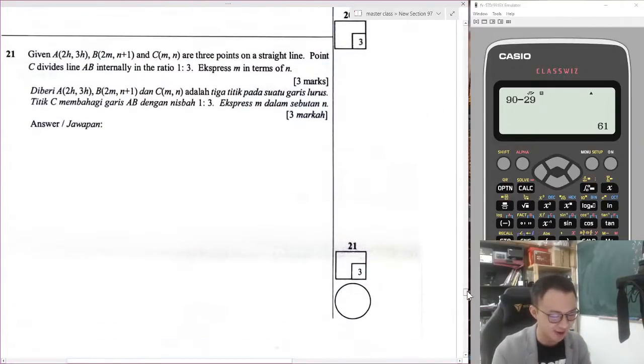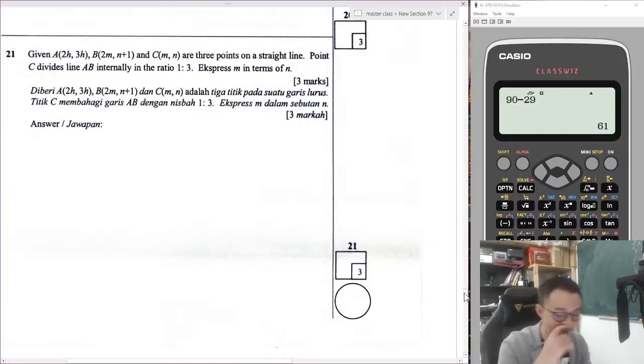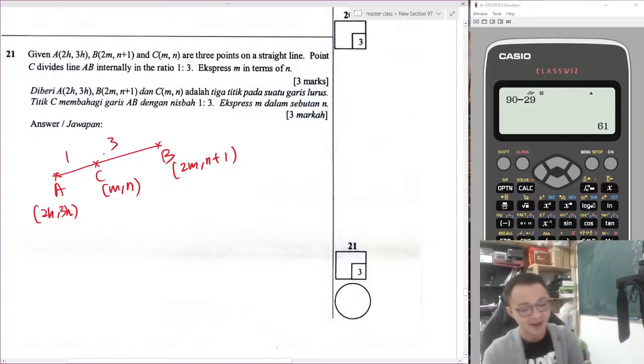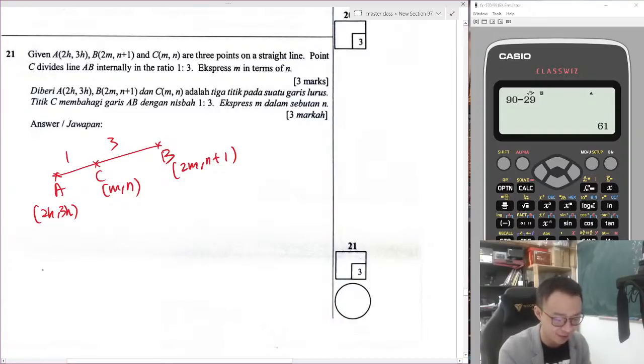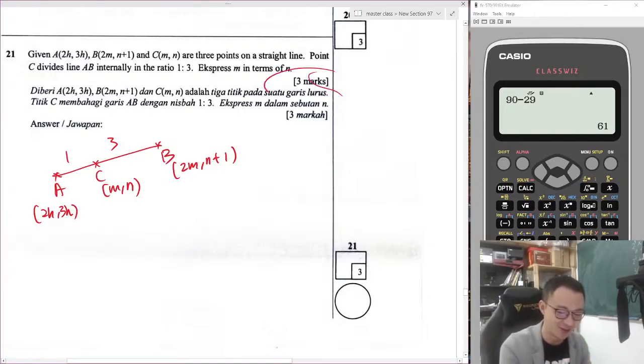Yeah, they put the vector question in the last few. Given that A, B, C are 3 points on the straight line, point C divides, so we have something like A, C, B. The ratio will be 1 and 3 here. Express m in terms of n. So we just choose one of the points. I think it should be enough. No, I need to choose 2 and make h the subject and sub into each other. Wow, this 3 marks a lot of work.